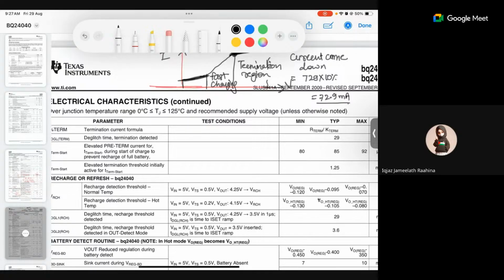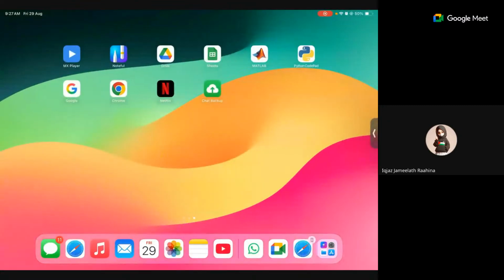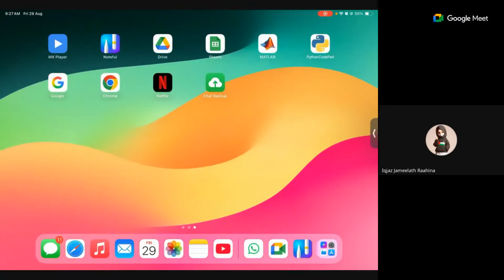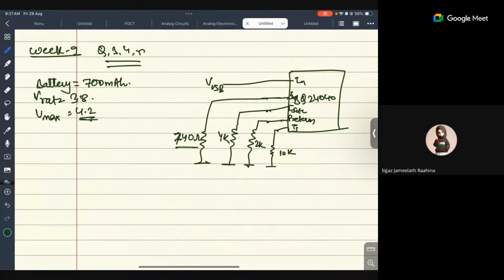Okay, now we move to week 10, question number 4. In the given figure, the maximum load current delivered to the external circuit is 100 milliampere. The load regulation is how many millivolts when the voltage is 4.2? Now, how do we solve this question?